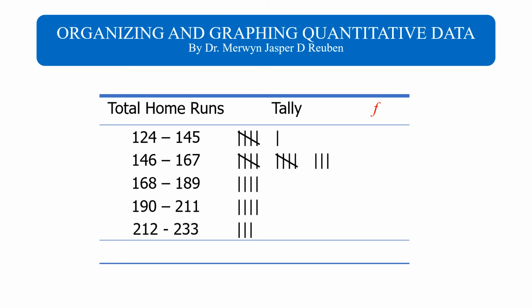Next, we write down the frequency. So the frequency of the first class is 6, second class is 13, third class is 4, fourth class is 4, and fifth class is 3. The sum of the frequencies is written down and it is equal to 30. Now we have 30 data values in our data set. So this is a cross check for you. If it is correct, then we have done it properly.